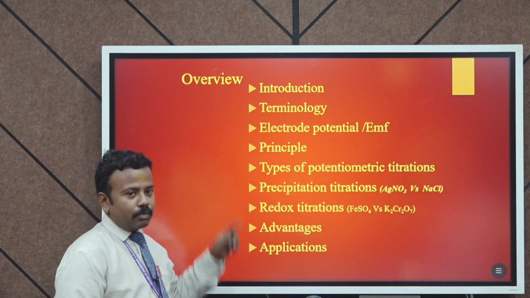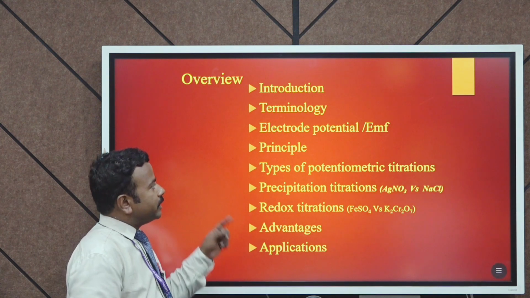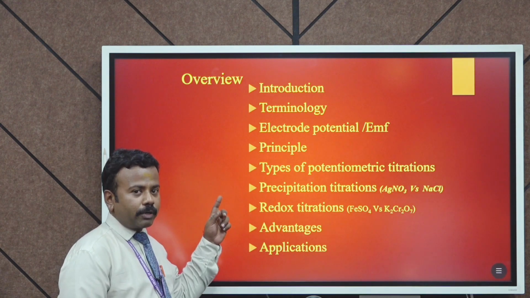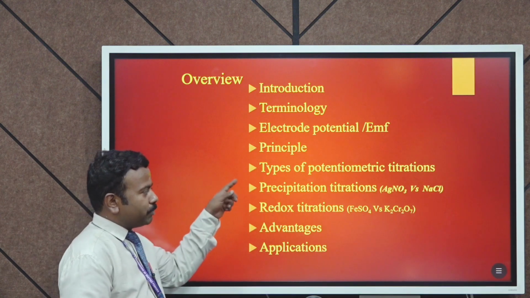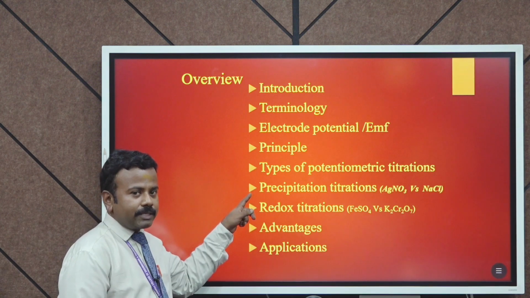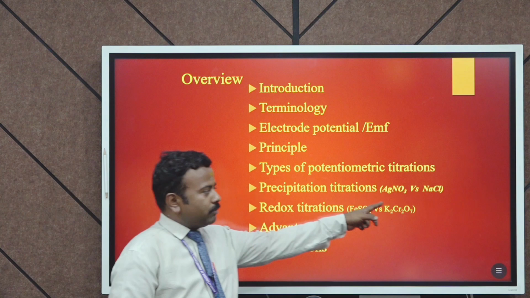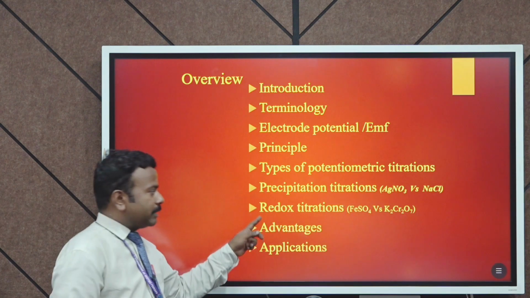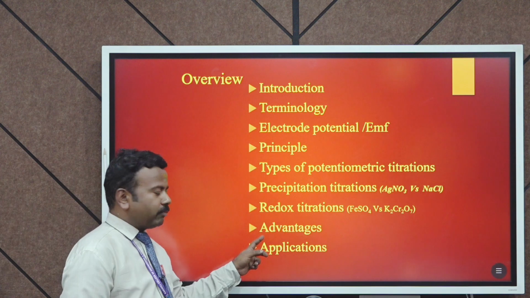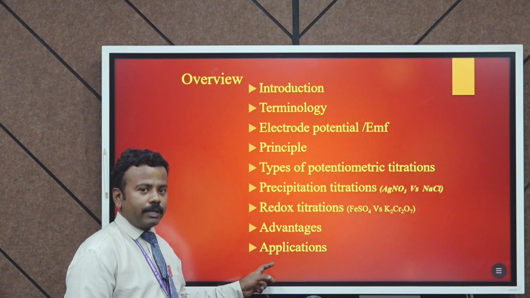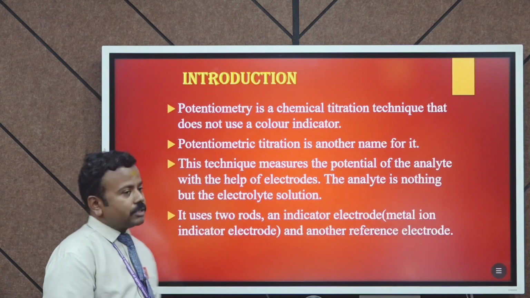Introduction to potentiometric titration, then terminology, then electrode potential and EMF, then principle, then types of potentiometric titrations, then precipitation titration, AgNO3 versus NaCl, redox titrations, ferrous sulfate versus potassium dichromate, and advantages and applications of potentiometric titrations. So this is the introduction.